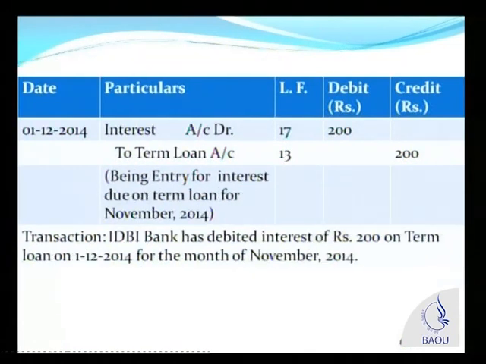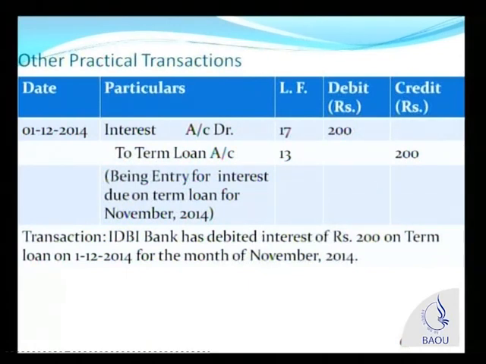The next transaction is IDBI Bank has debited interest of rupees 200 on term loan on 1/12/2014 for the month of November 2014. Usually these banks are debiting your account in respect of interest every month. Now there is a practice that banks are charging interest monthly. So if you are now charged with an interest of rupees 200, interest is your expense. It is your revenue expense.